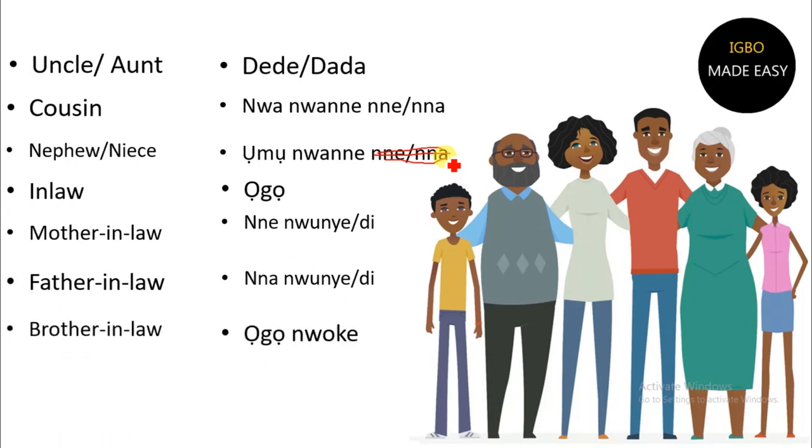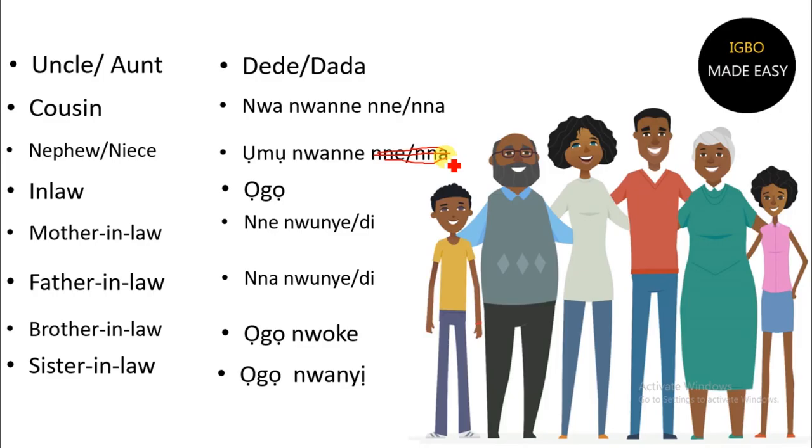Brother-in-law is Ogo Nwoke. Sister-in-law is Ogo Nwanyi. And with that, we've come to the end of the list. Any of these, you can add the thing to it.